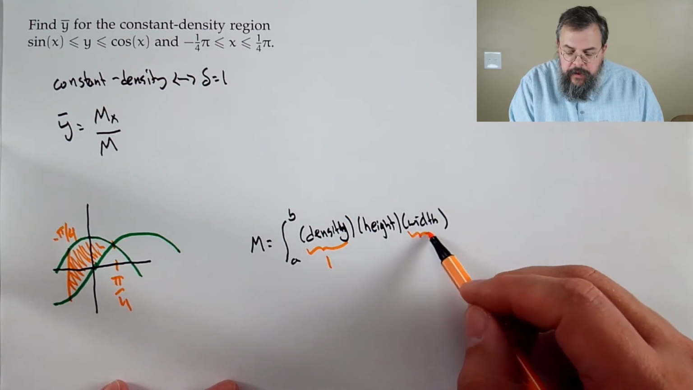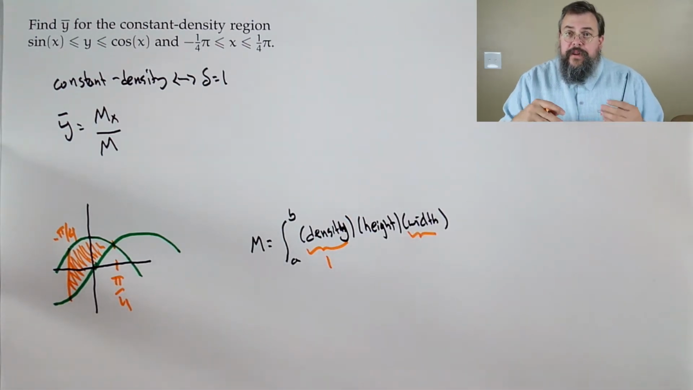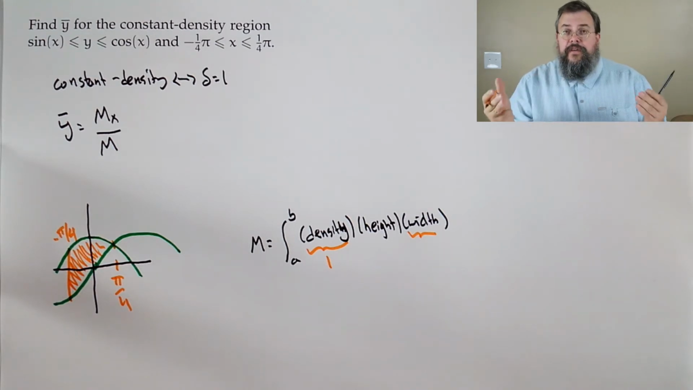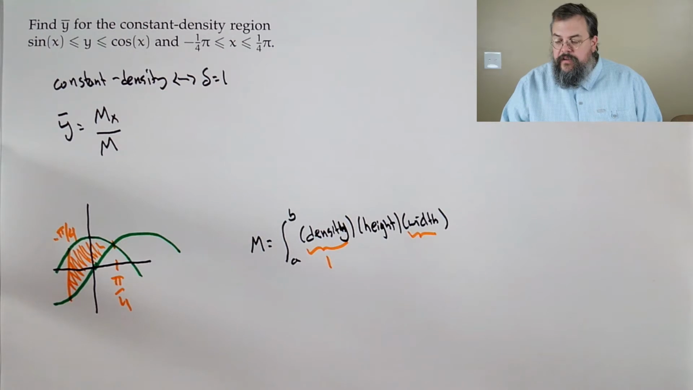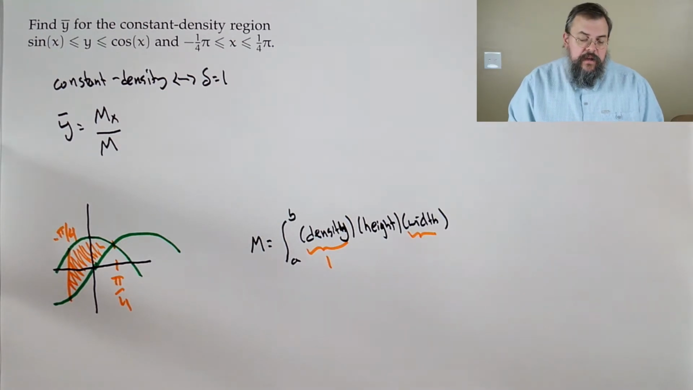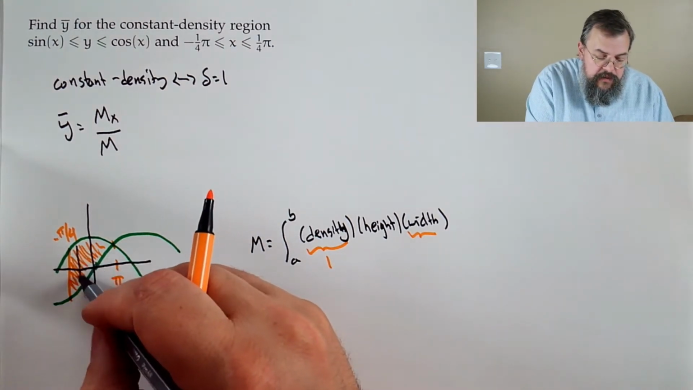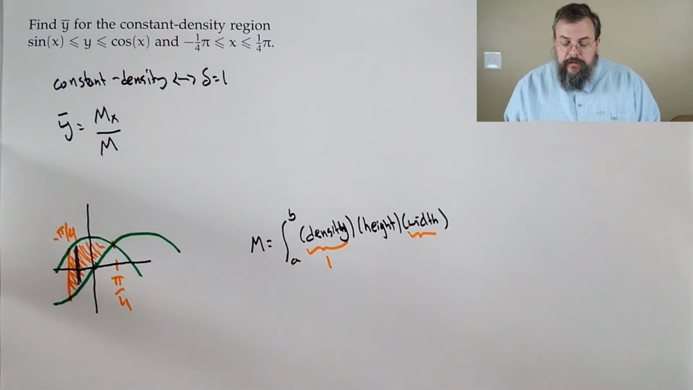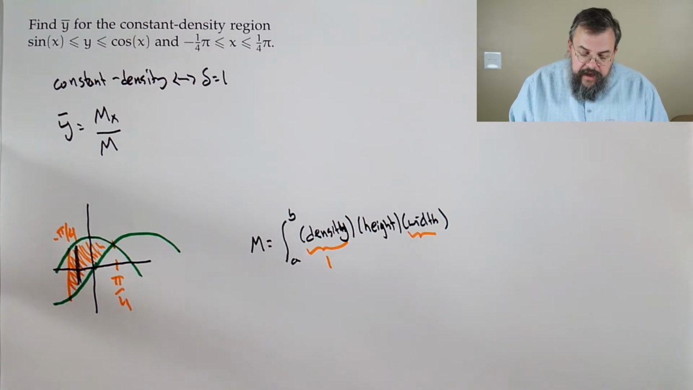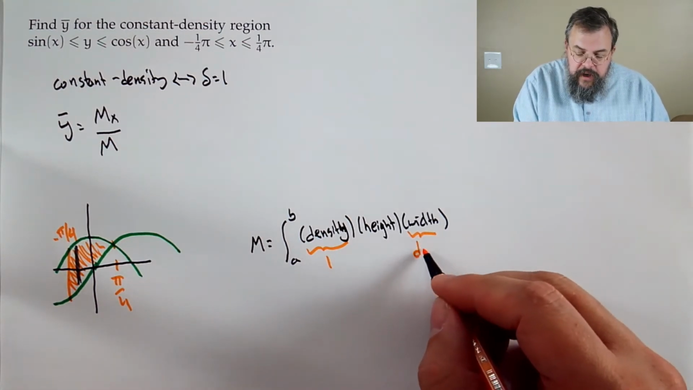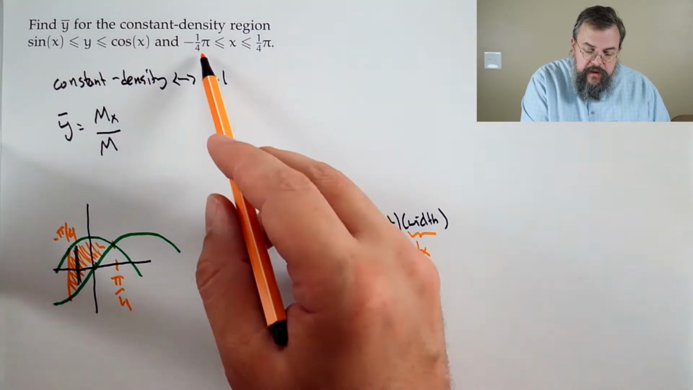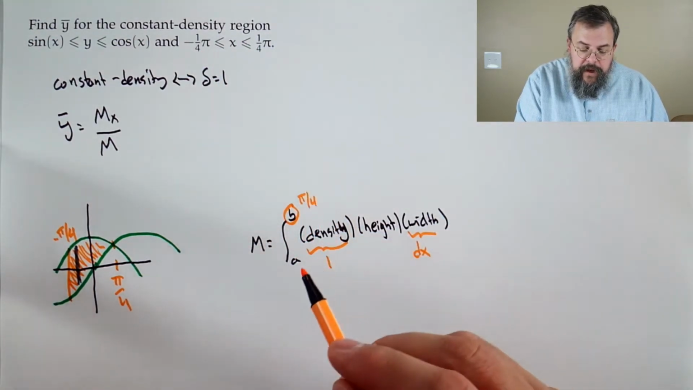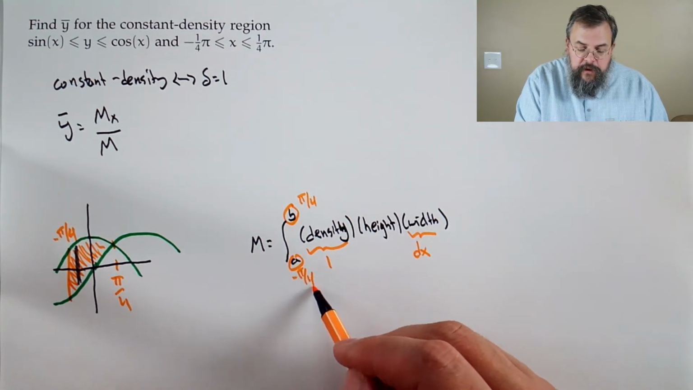Our width, well, we have to think about how we slice it. Do we slice vertically or horizontally? Everything is given to us as functions of x, so we're going to integrate with respect to x, and that means that we're slicing vertically, like dx, small changes in x. So that's vertical slices, which means that our bounds should be x bounds. That's easy to spot, because we actually know what our x bounds are. Pi over 4 is the upper bound, and negative pi over 4 is the lower bound.